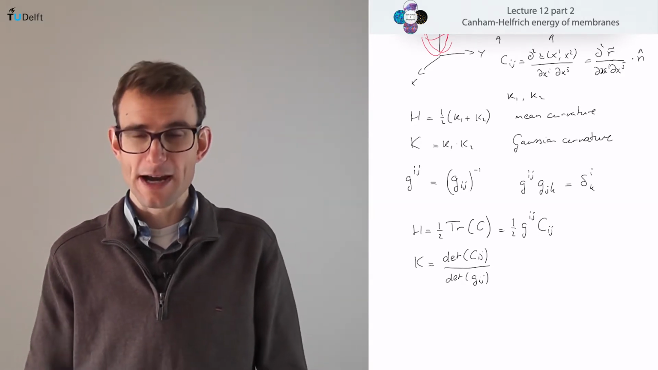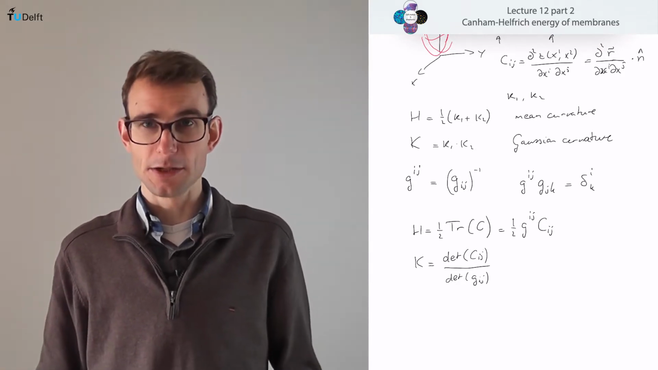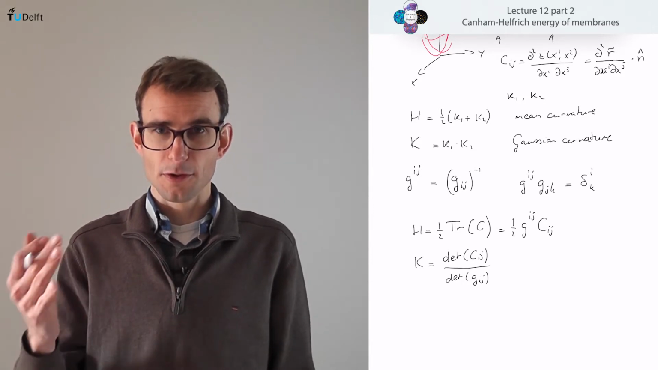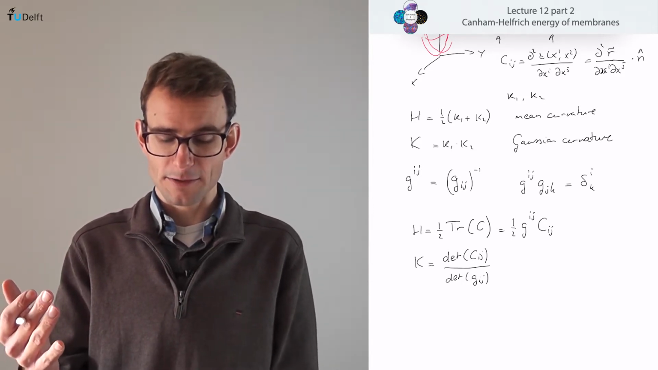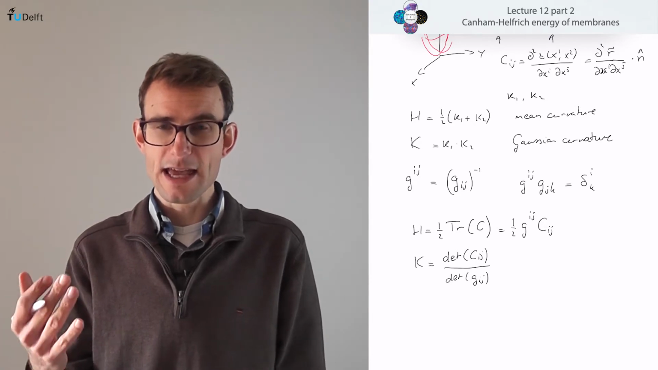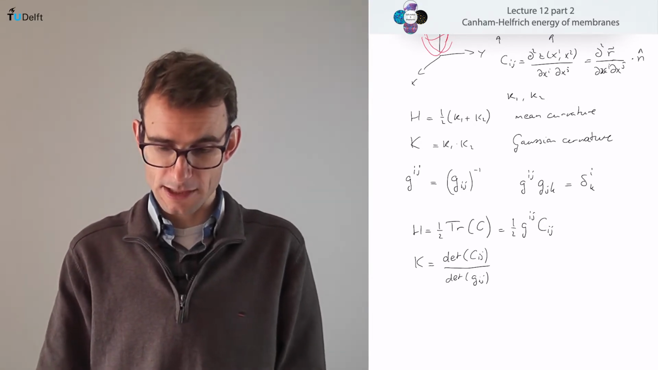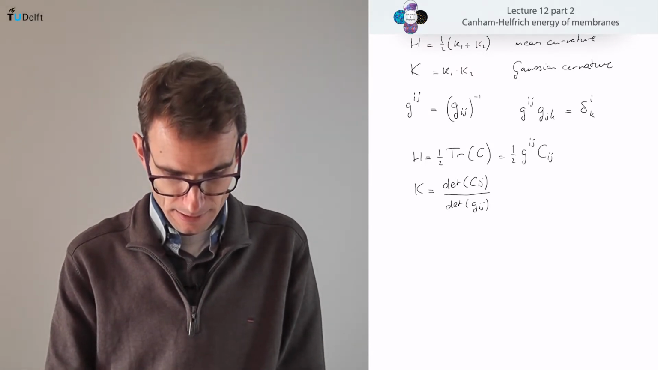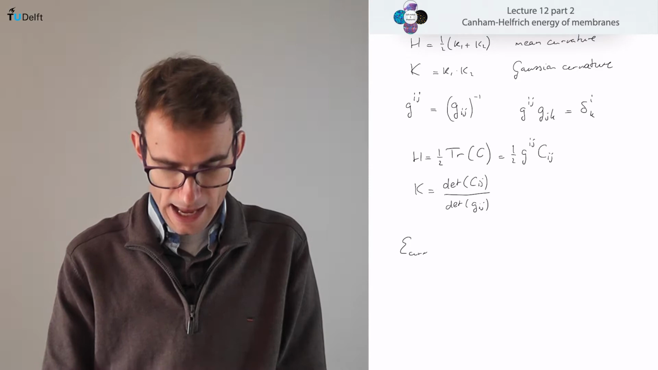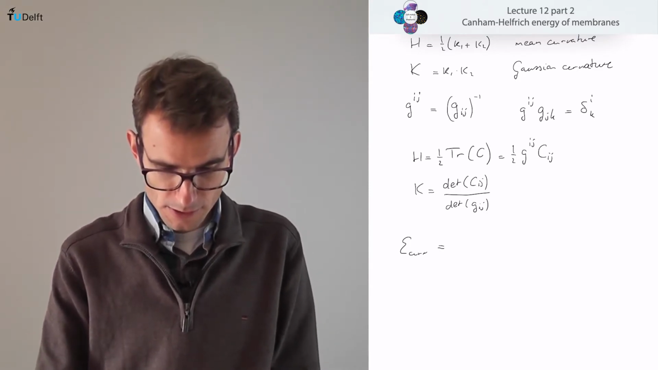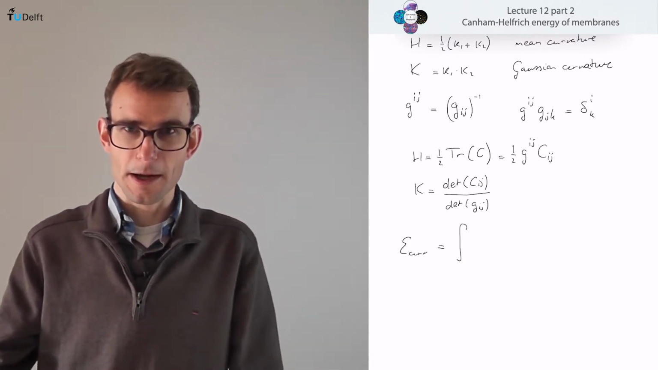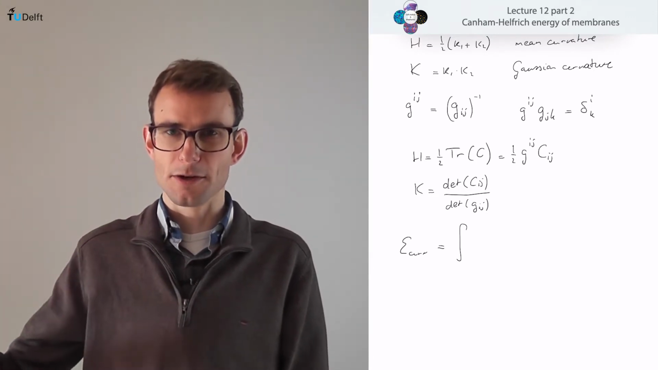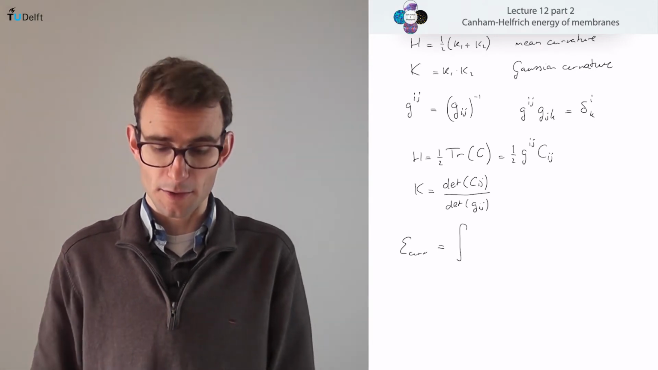Now, to write down what the full energy is going to be, we will have a term for the curvature which is going to be quadratic in these principal curvatures. And so if I write down the most general form of that, the energy of the curvature is going to be an integral over the whole surface, just like for the polymer, where we had to integrate over the whole length of the polymer. Here we're integrating over the whole surface.